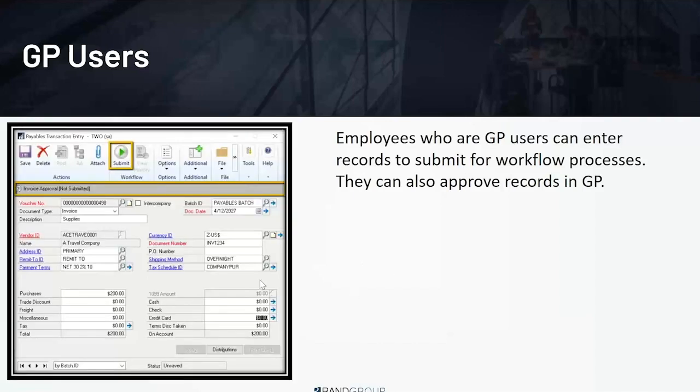So, as an example, for a payables transaction entry window, when there is an approval workflow activated for payables transaction entry or AP invoices, your GP user can enter an invoice in the system. This gray visual cue tells them that the invoice approval is activated for this type of workflow and that they can submit this transaction for approval.